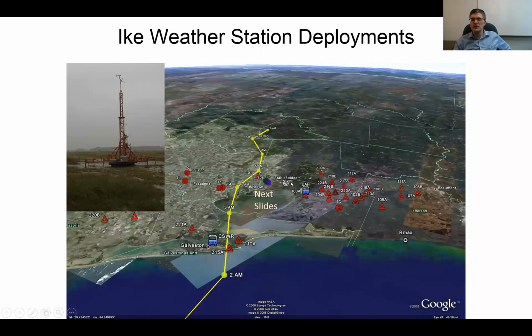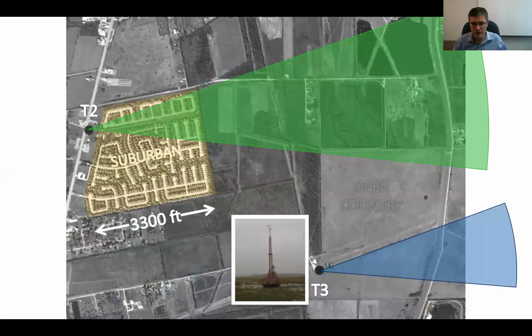I'm gonna focus you right here where I'm moving my mouse. We put up a couple of towers actually right here. You can see the path of the storm is in yellow. And I'm gonna show you some results from those 2 locations. So here's an aerial view, zoom in of that same location. And here's what's going on.